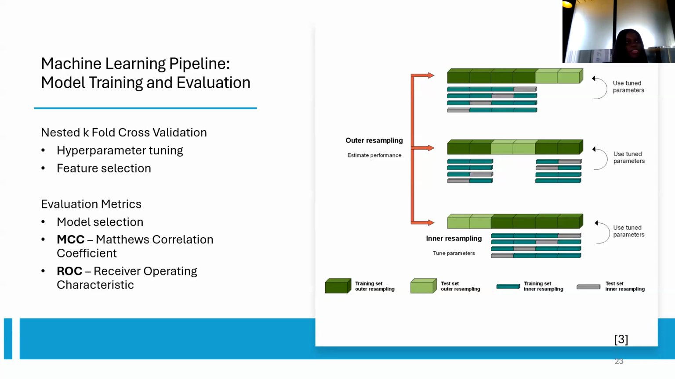Sorry, little question. So the hyperparameter tuning, that's what happens in the inner resampling, is that right? And then you pick the best one. Yeah. Where does the feature selection happen? Yeah, that happens in the inner resampling as well. Oh, okay. Yeah, so that's where it happens as well.